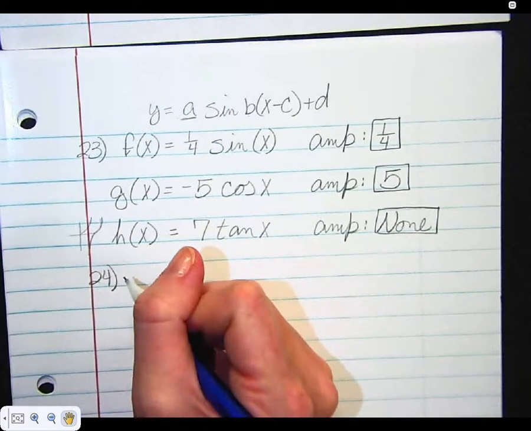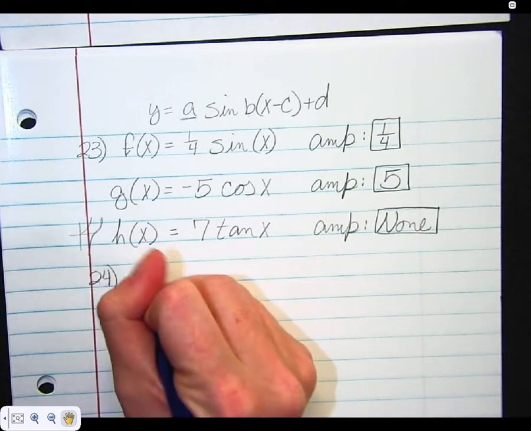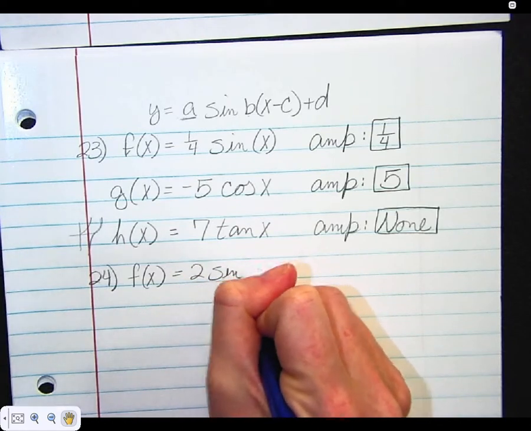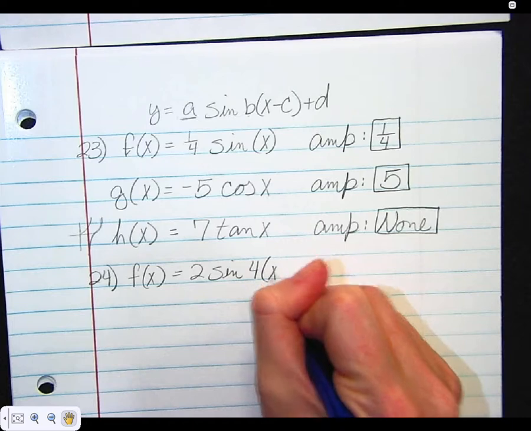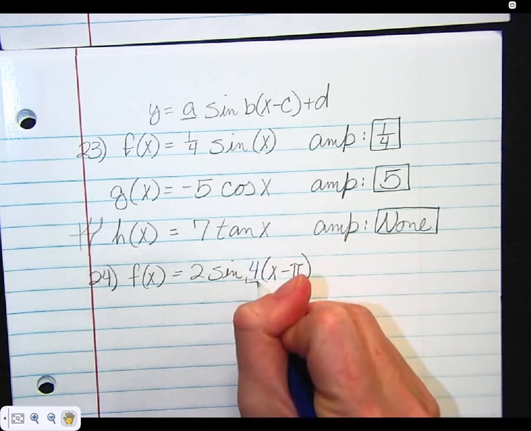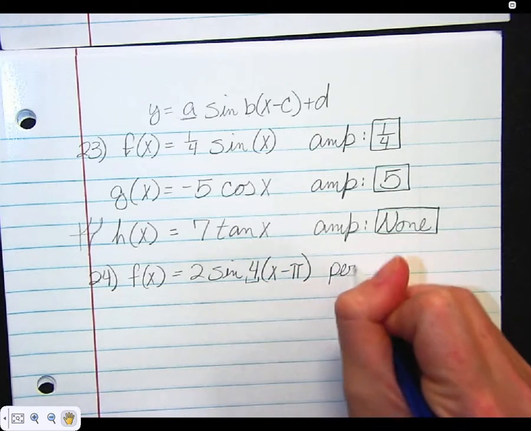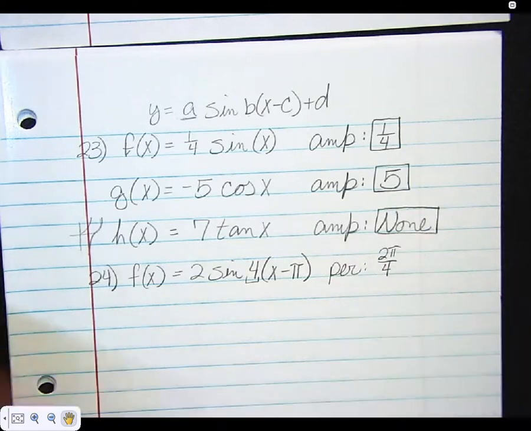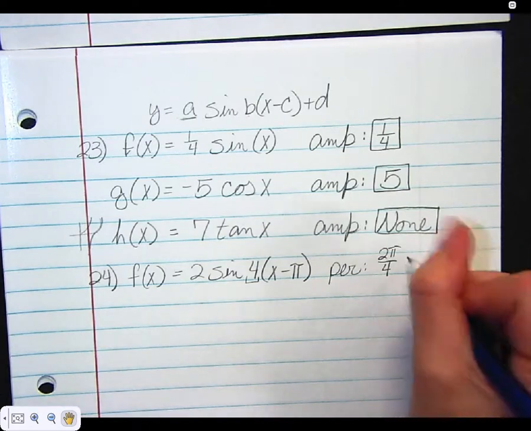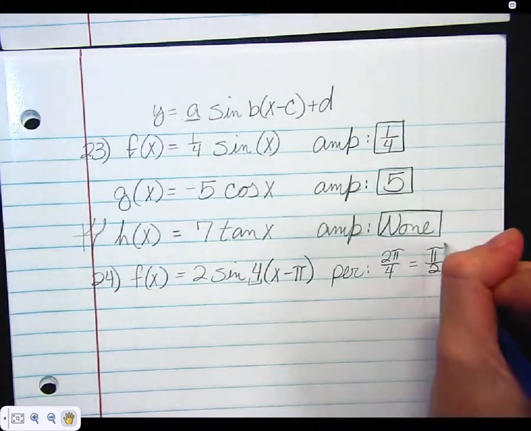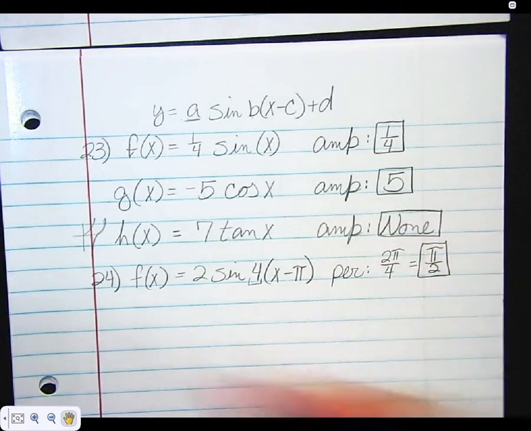All right, on number 24, then they switch and they start asking about the period on this one. So f of x is 2 times the sine of 4x minus pi. All right, so with period, I only care about this b value right here. And so to find the period on a sine question, I'm going to put 2 pi over b. And let's go ahead and reduce that fraction. And that's going to give me pi over 2 for the period.